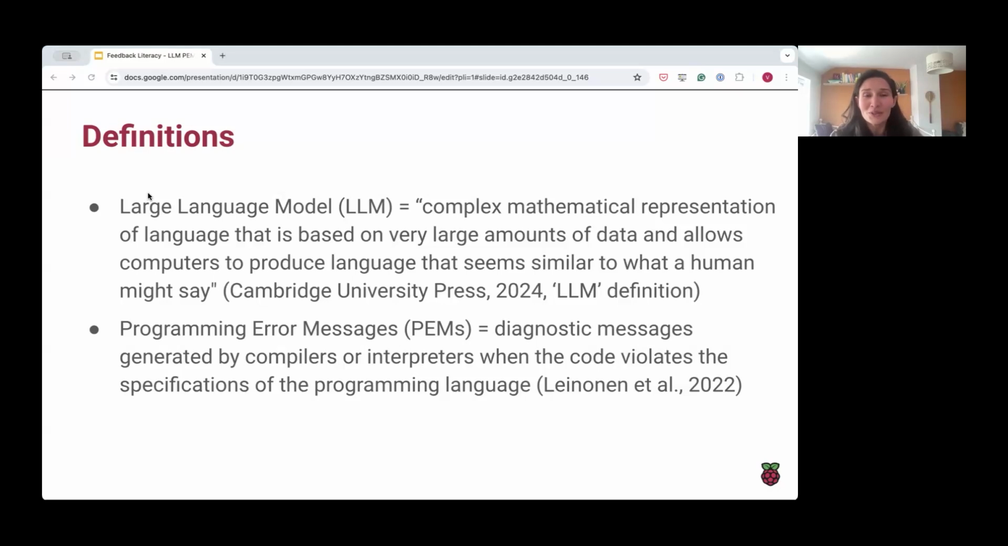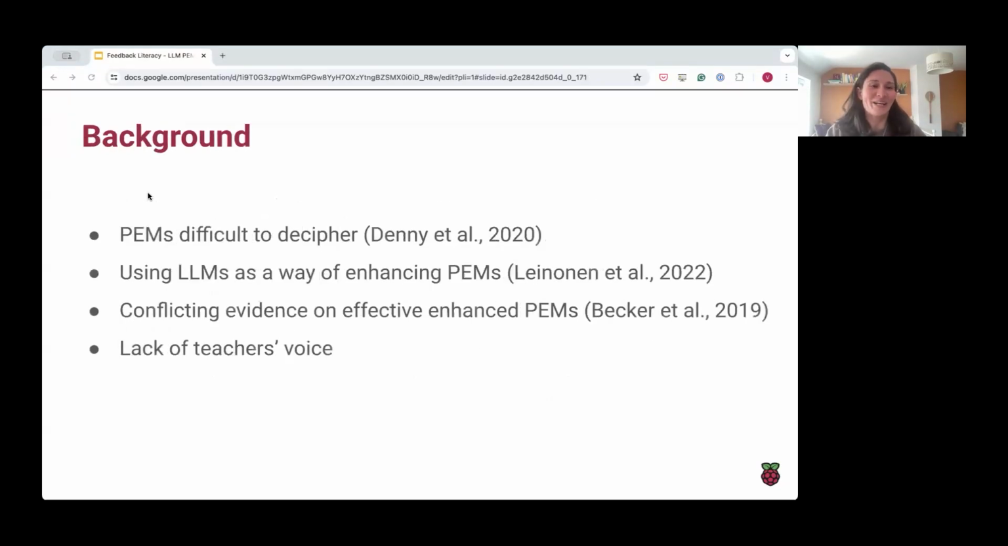And I will be using those two terms a lot throughout this presentation, so apologies in advance if you end up dreaming about large language models or programming error messages tonight. And definitions out of the way, let's set the context for this research study.